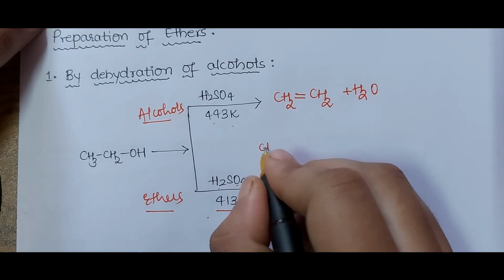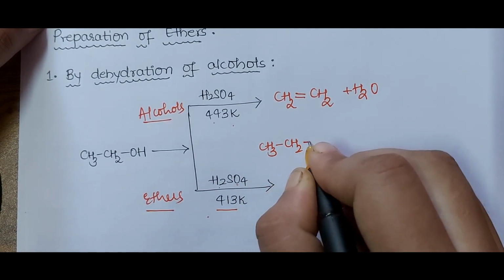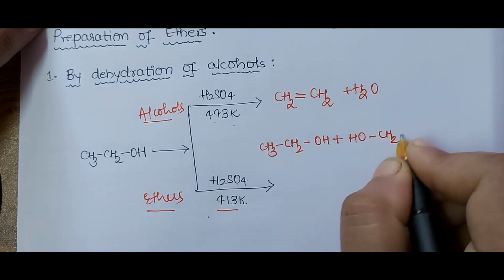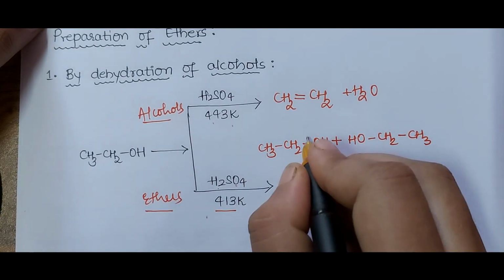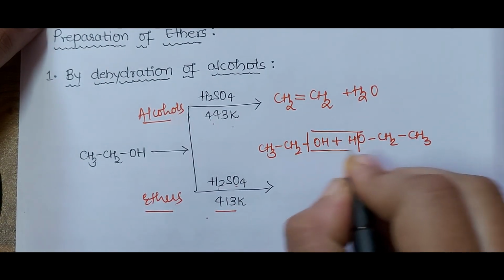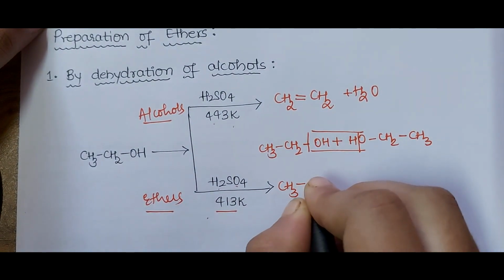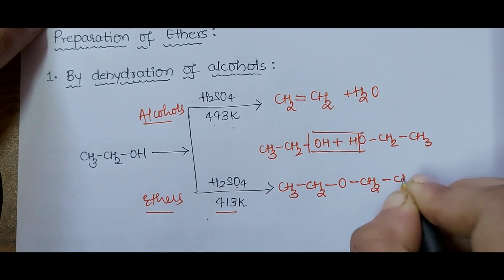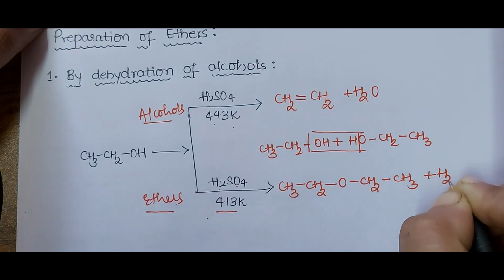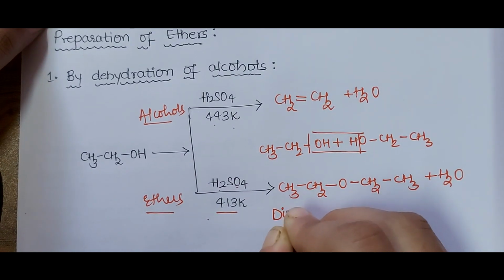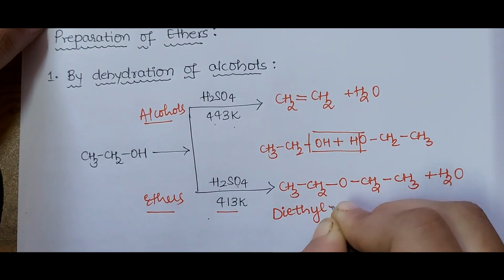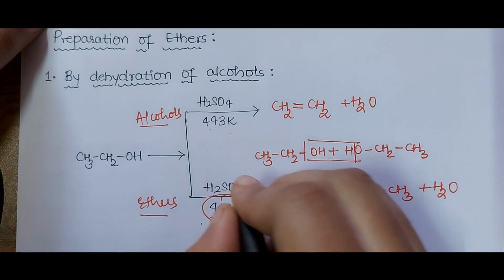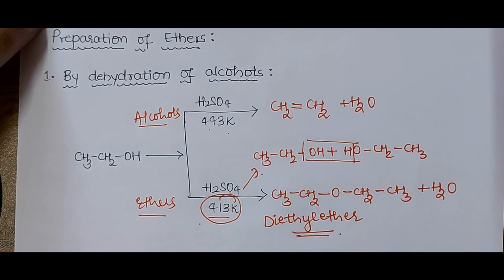Whereas when it forms ethers, two molecules of alcohol undergo dehydration. In case of alkene, only one molecule of alcohol is involved, but when it forms ether, two molecules of alcohol undergo dehydration at 413 Kelvin, and it results in the formation of ether represented as CH3CH2OCH2CH3, which we call diethyl ether. And this diethyl ether is obtained as a product at 413 Kelvin. So remember this reaction.